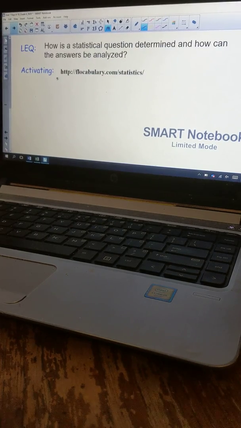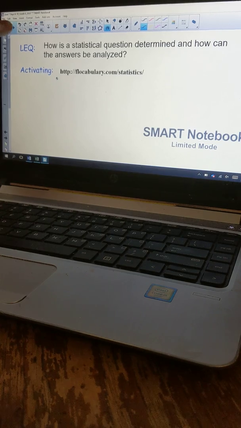Okay, today the LEQ is how is a statistical question determined and how can the answers be analyzed? And there's a link to a vocabulary video. If it doesn't work on your Chromebook, you can always go to YouTube and just search YouTube vocabulary statistics and the movie will come up that way. It's a short little song that'll help you to remember some key terms.